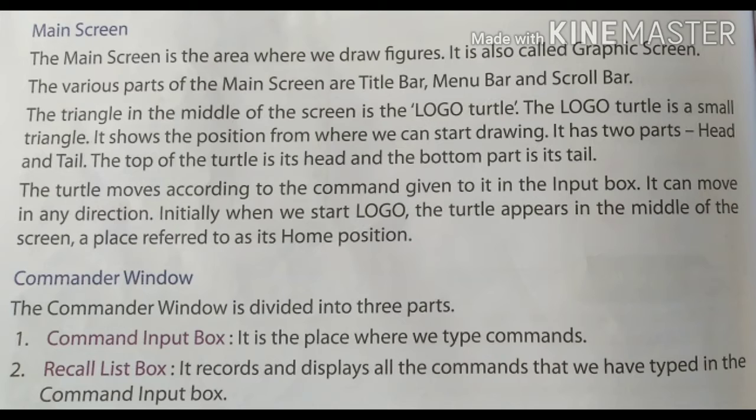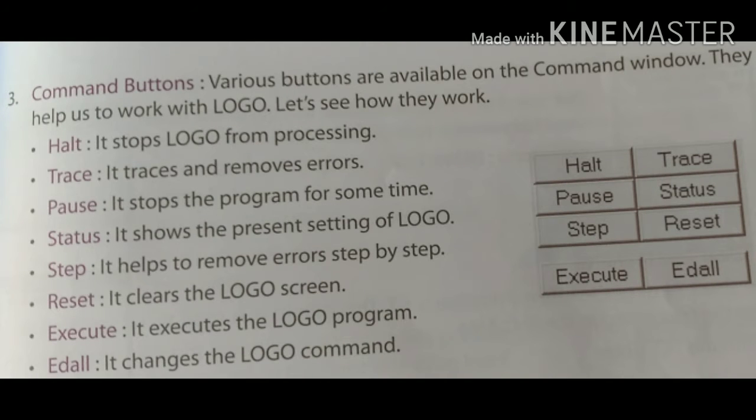First one, command input box. It is the place where we type commands. Second one, recall list box. It records and displays all the commands that we have typed in the command input box. Third one, command buttons. Various buttons are available on the commander window. They help us to work with Logo. Let's see how they work.